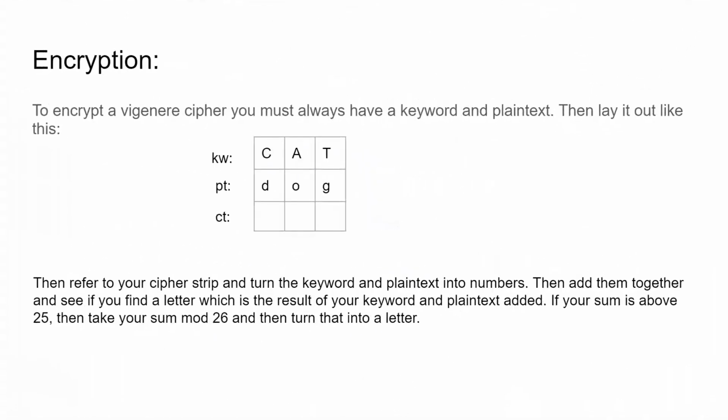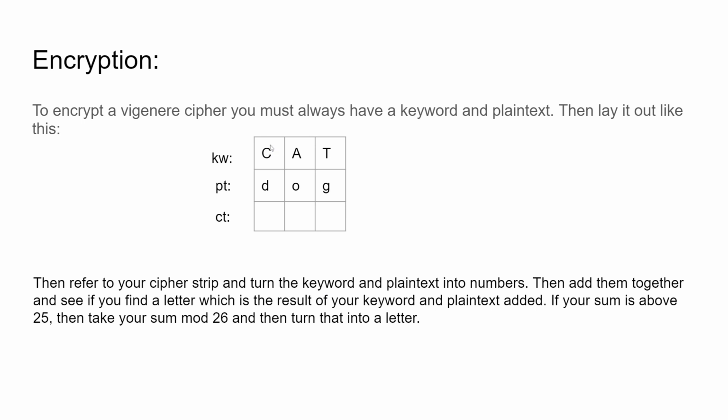To encrypt a Vigenère cipher, you must always have a keyword and plaintext, laid out like this. So here's our keyword, cat, and here's our plaintext, which is dog. Then refer to your cipher strip and turn the keyword and plaintext into numbers. Then add them together and see which letter is the result of your keyword and plaintext added. If your sum is above 25, then take your sum mod 26 and then turn that into a letter.